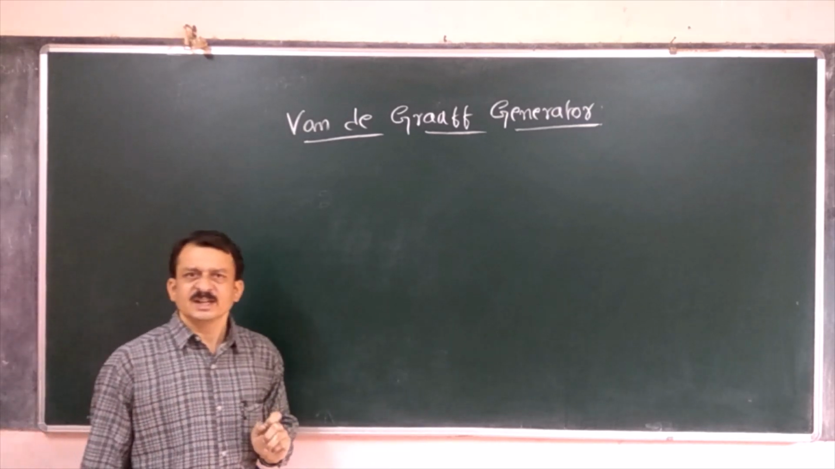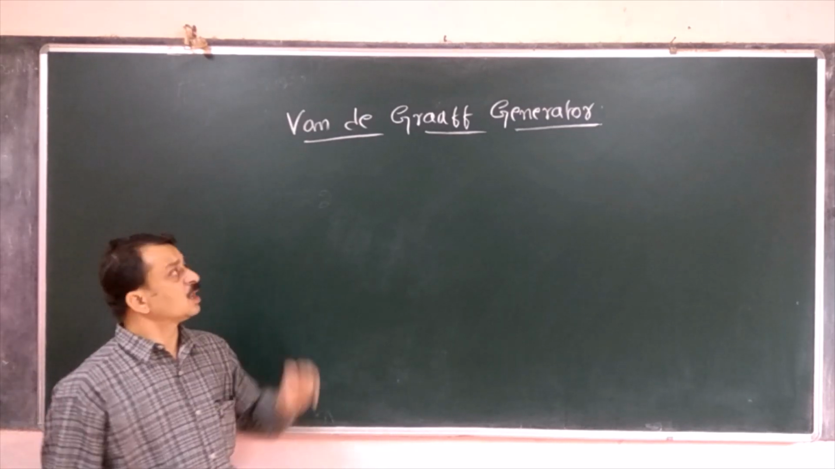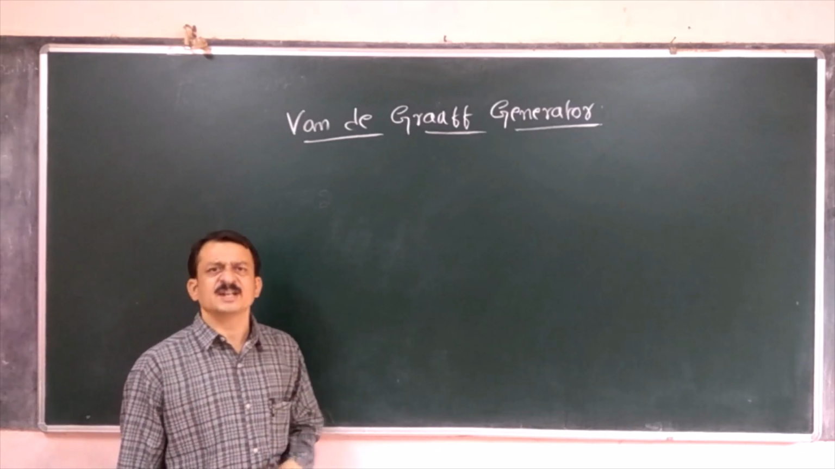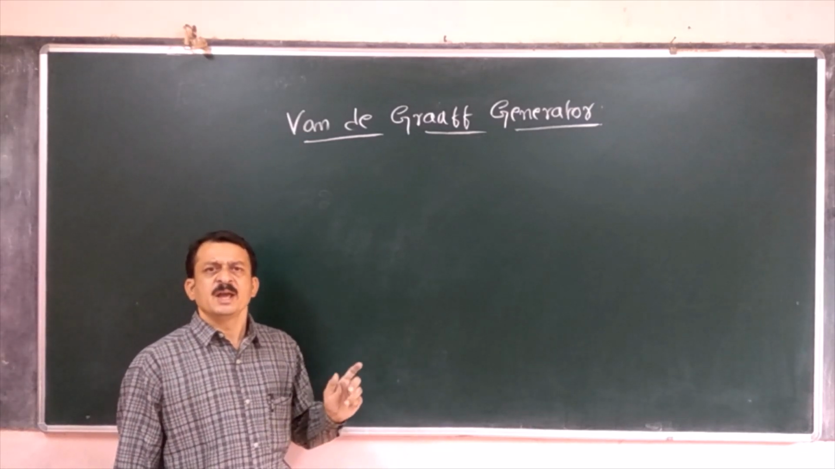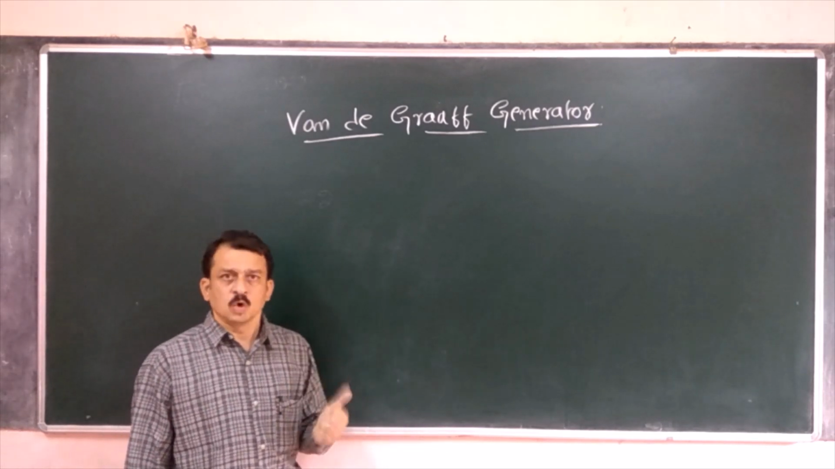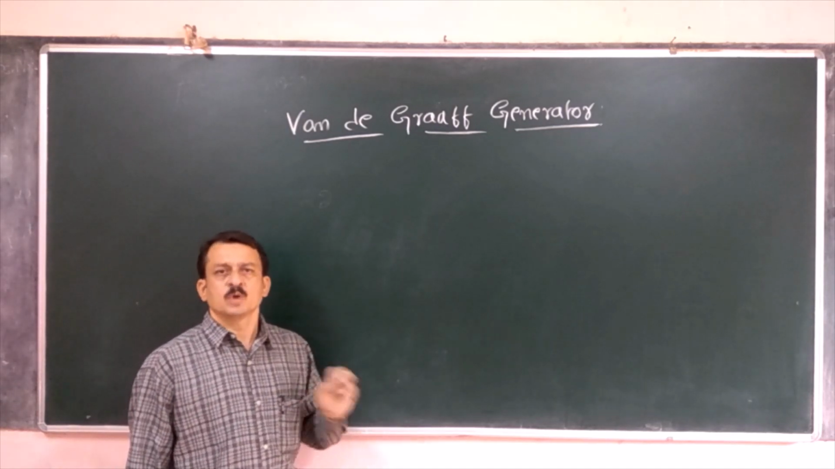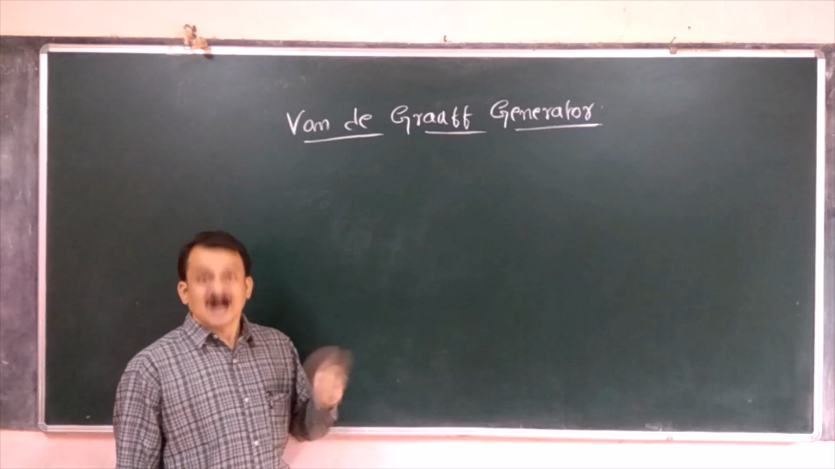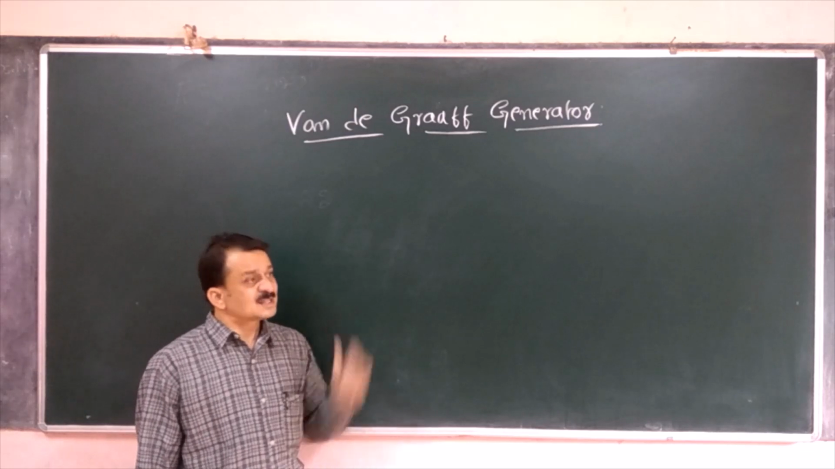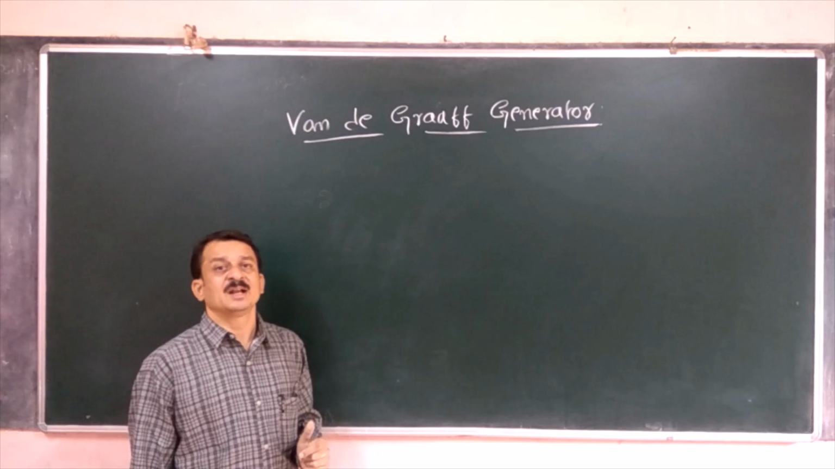Van de Graaff generator is a machine which builds up a high voltage or potential of the order of million volts to accelerate charged particles like protons, electrons, alpha particles, etc. And these accelerated charged particles are used for certain experimental purposes.